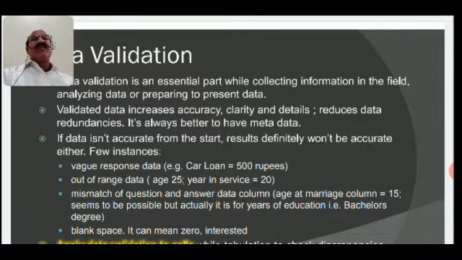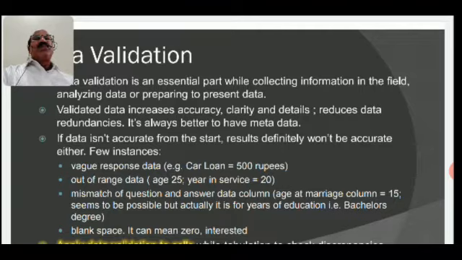Then there is out of range data. Say age is 25 and years in service is 20. You enter both things and you can go on analyzing it. But is it valid? Somebody is 25 years old and has 20 years of service. That means he joined service at the age of 5, which is not true. So you have to be careful about data.